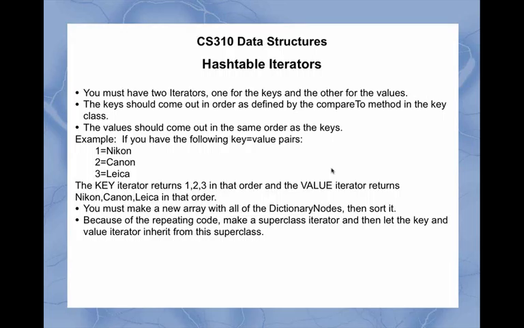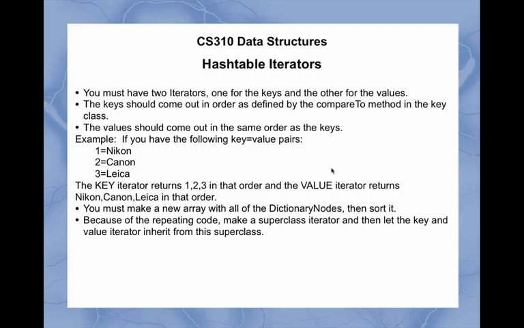You sort the array based on the key. This is easy to do because you have the compareTo method in your dictionary node. So you merely sort the dictionary nodes and then take either the key or the value as needed, and they will come out in the proper order.